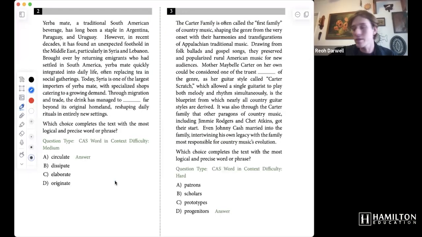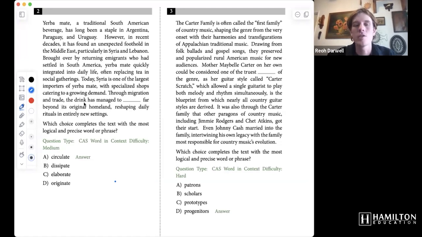Okay, question two here. It's talking about yerba mate, and hey, check it out, wonder who wrote this test. So about yerba mate. It talks about how yerba mate, typically from South America, has managed to spread much further than you would expect it to be. It's not only in South America, now it's very much a part of life in the Middle East and the Levant, Syria, Lebanon, Palestine, places like that. There's a lot of yerba mate consumption. So we see that here, right?